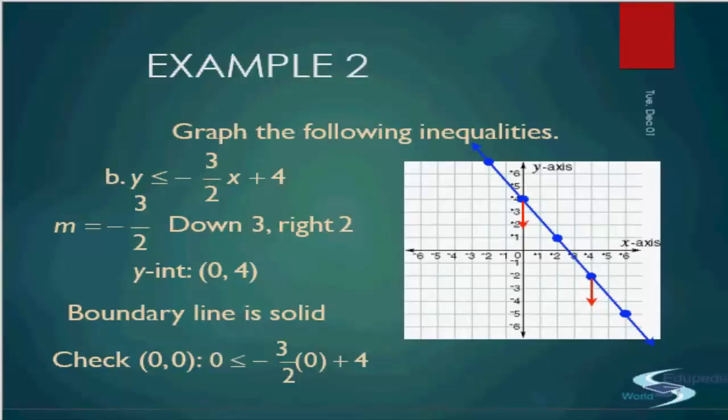So if 0 is less than or equal to 4, we know that this portion of the graph, the one below this line, as we can see, or to the left of this line, is the portion of the graph from which we took the point in order to test this equation, and it is going to be the shaded part.